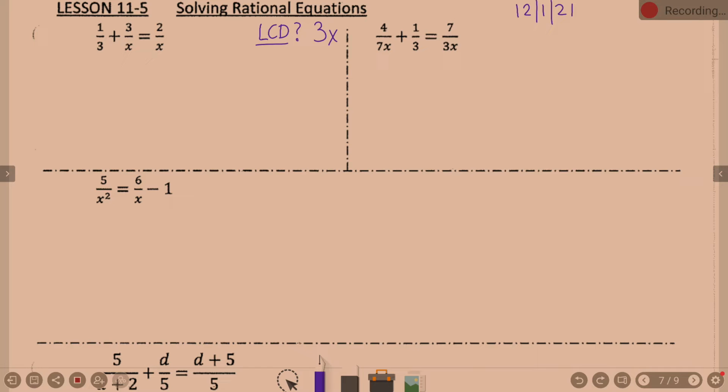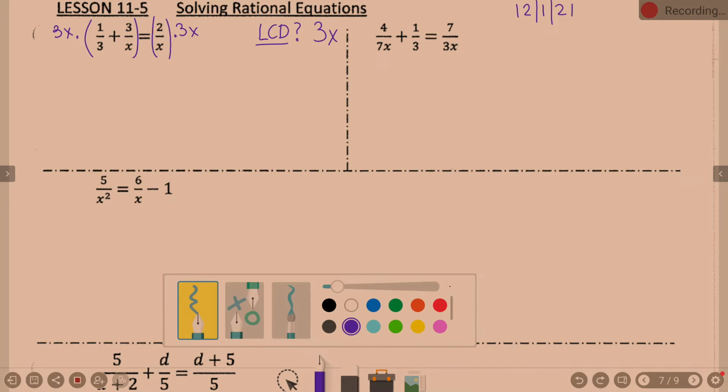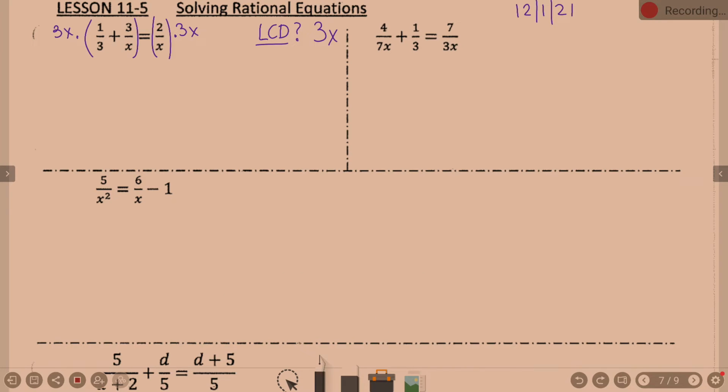So what that means is I'm going to multiply both sides of my equation by 3x. Now, let's see. This is algebra 1. This is more of a beginning class. So what I'm going to do is write my equation out and space it out here. And I'm going to put the 3x in front, because this 3x multiplies by everything. We're going to multiply it by the 1/3. We're going to multiply it by the 3 over x. And we're going to multiply it by the 2 over x.